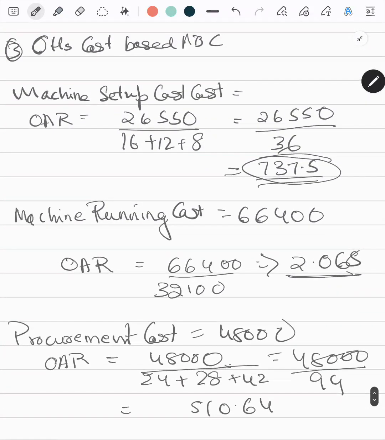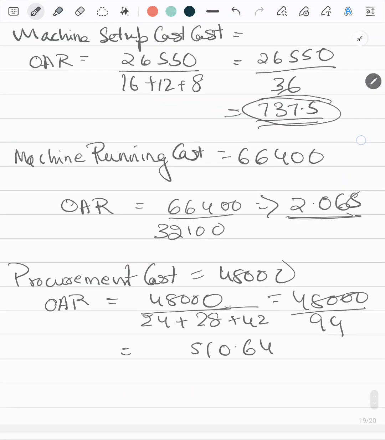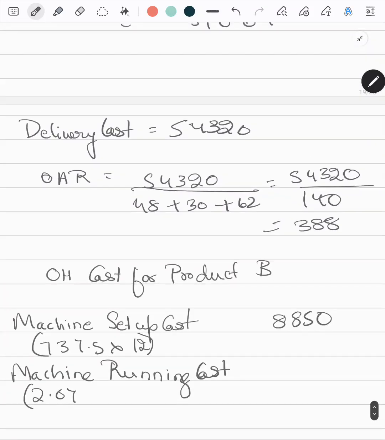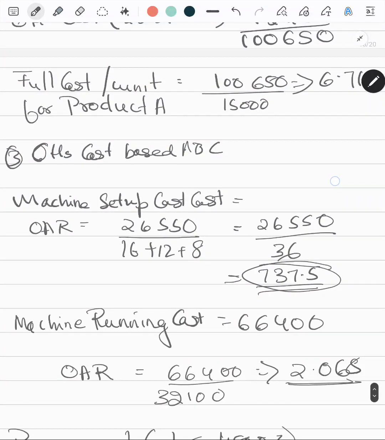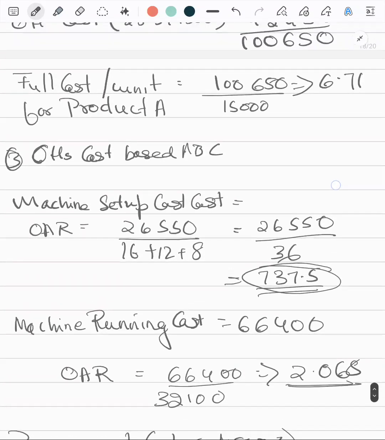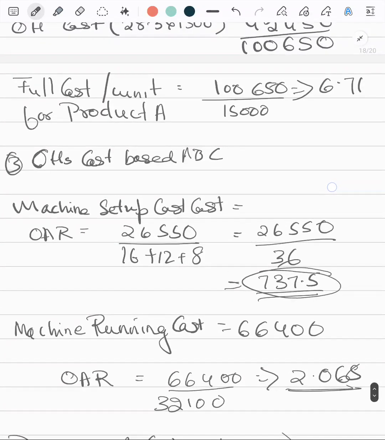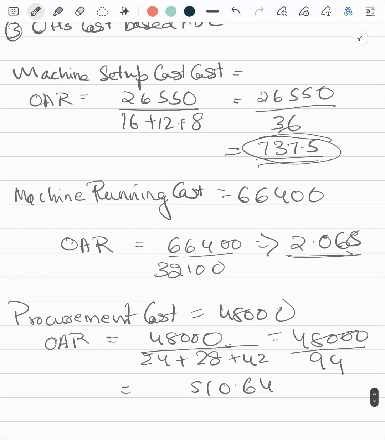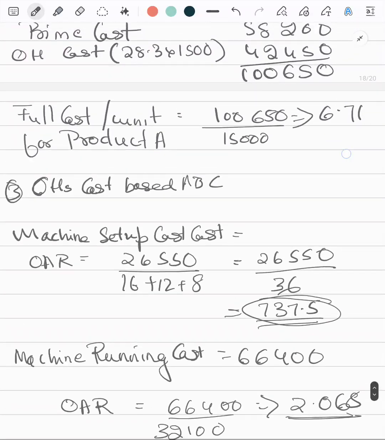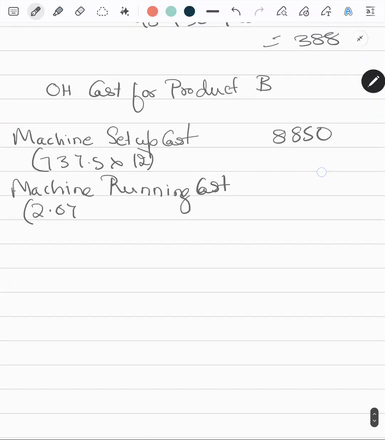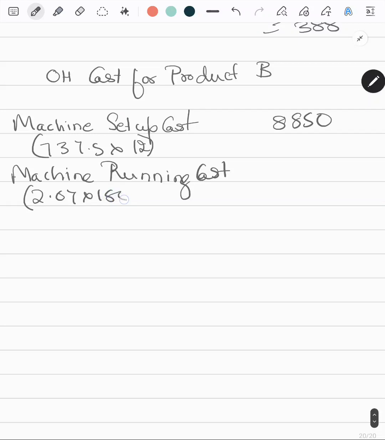I have 2.07. Again, this was absorbed on the basis of production runs. Was this absorbed based on what? This was absorbed on the basis of hours. How many hours? So I think I had already calculated this. I think B took 1800 hours. So I should multiply it by 1800.